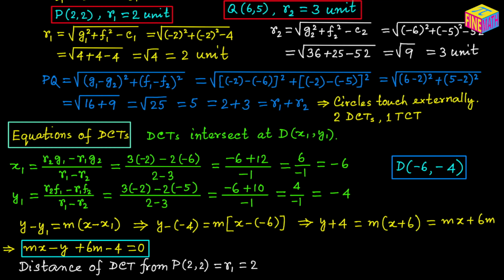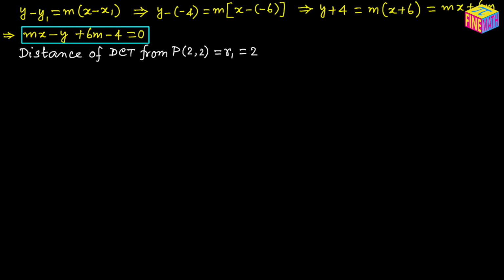And then finally it looks like mx minus y plus 6m minus 4 equals 0. And then we are going to use the formula for the distance of a line from a given point P, whose coordinates have been calculated as 2, 2, and that distance will be equal to the radius of the circle, of the first circle of course. I am simply following the same steps as I have described in the theory portion.